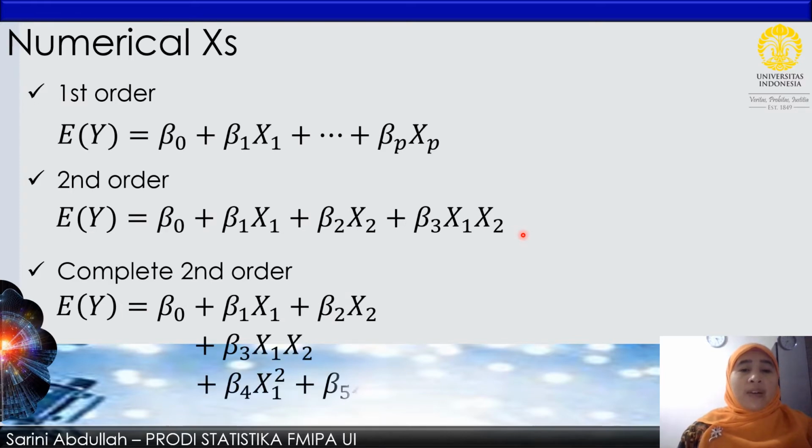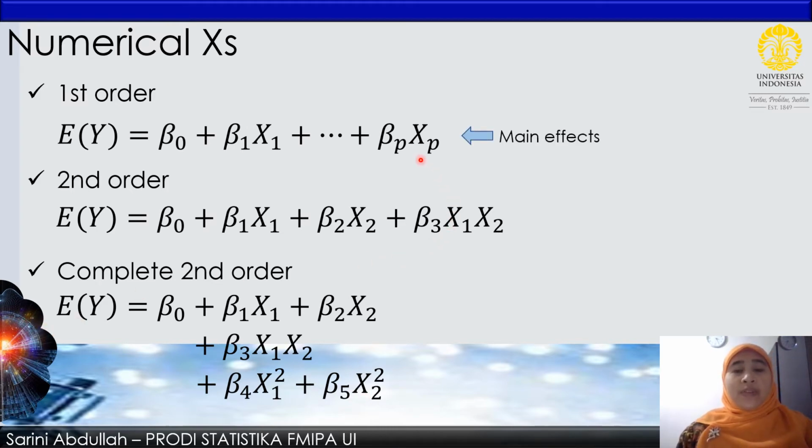And a complete second order model, again, this is just an example using two predictor variables. In addition to x1, x2 and the interaction between x1 and x2, we also include the squared forms, x1 squared and x2 squared, as the fourth and the fifth terms explaining y in the model.